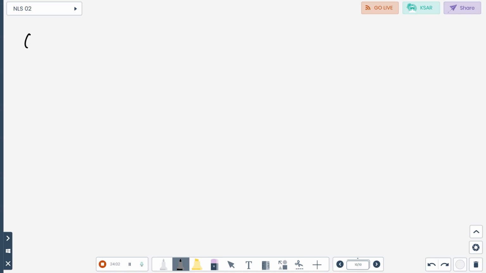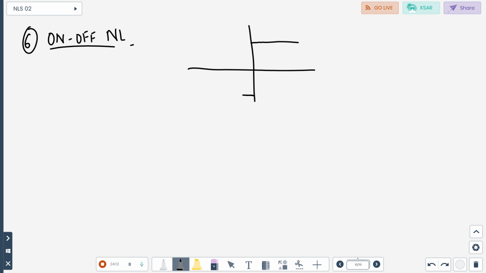So sixth, you have on-off nonlinearity. On-off nonlinearity, or relay, or bang-bang, so it goes by different names. It is a simple switch: an on-off nonlinearity, a relay, a bang-bang controller, a sliding mode controller, a signum function. All these have a characteristic like this, wherein the output is +1 for all positive inputs, and it is equal to -1 for all negative inputs.